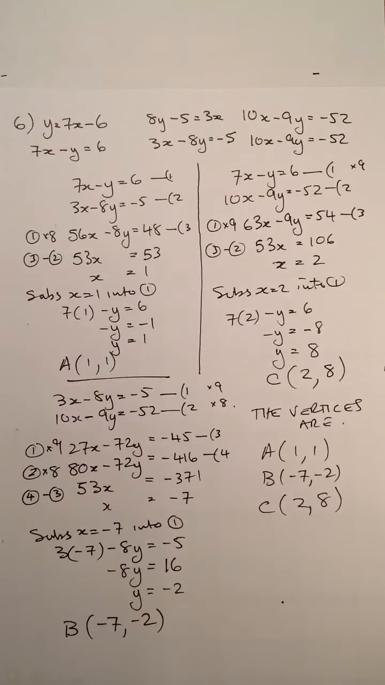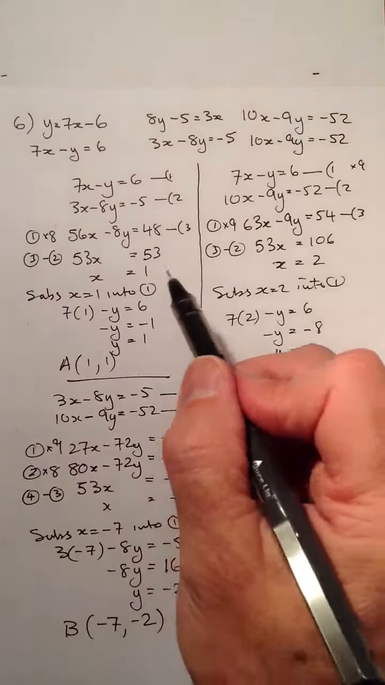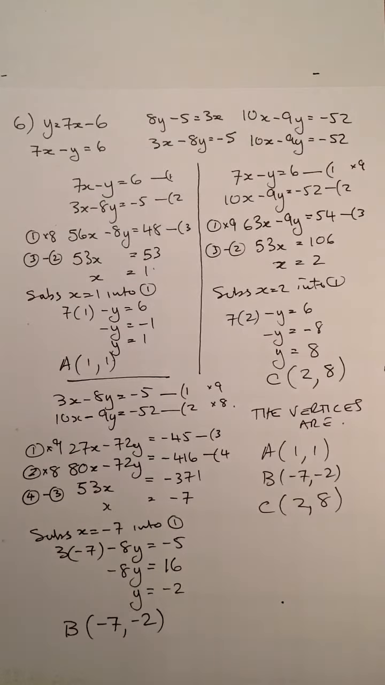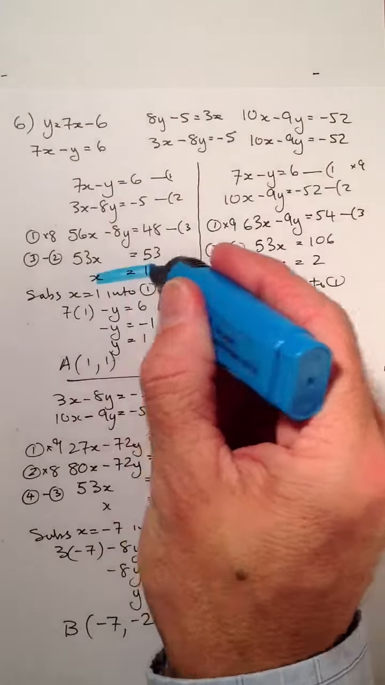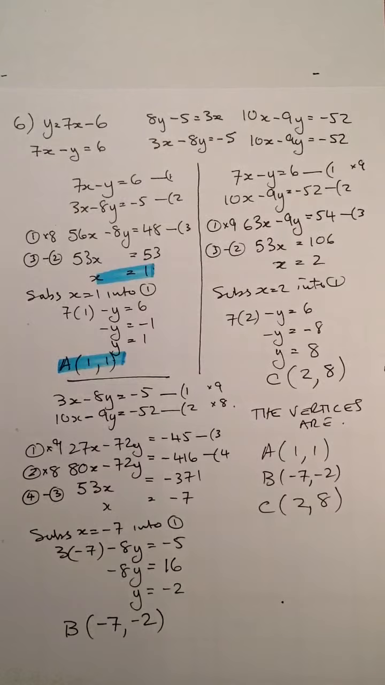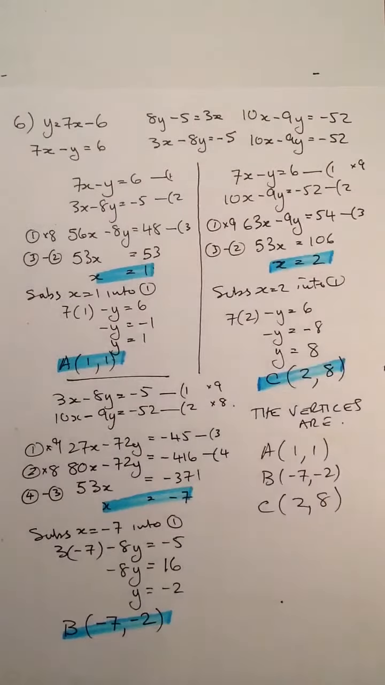Okay. To mark this one, I'll give you 1 mark for your x coordinate and 1 mark for your y coordinate for each one. So the marking will be that x equals 1, and I'll say that it must be the coordinates written together. And here I've got x is minus 7, and it must be the coordinates written. And x equals 2, and the coordinates written. So for this question here, we'll go for 6 marks.